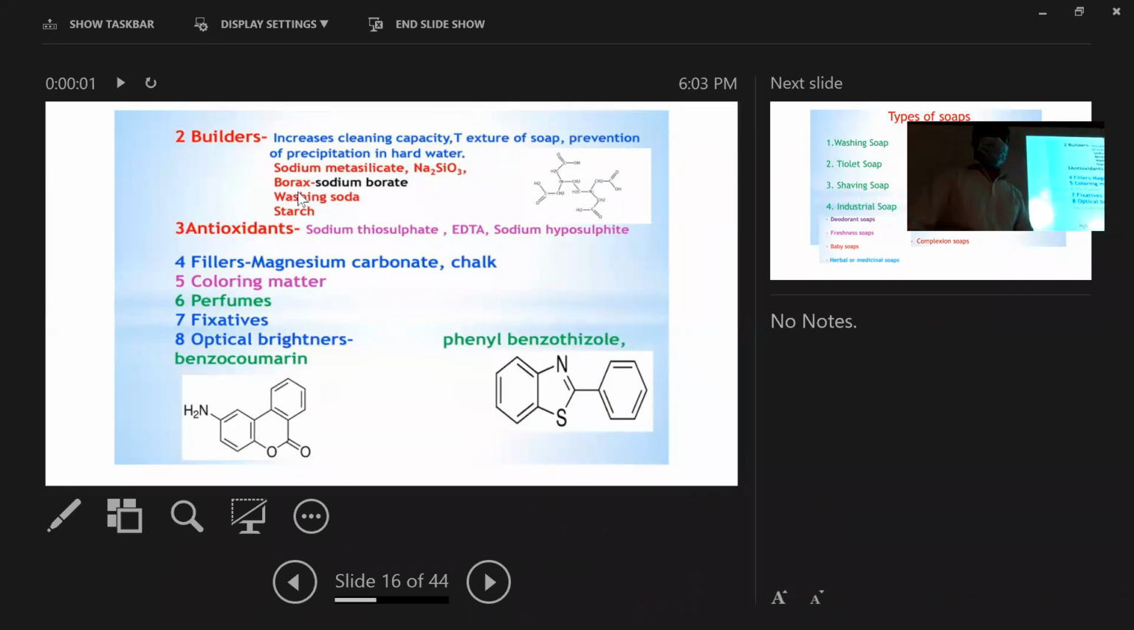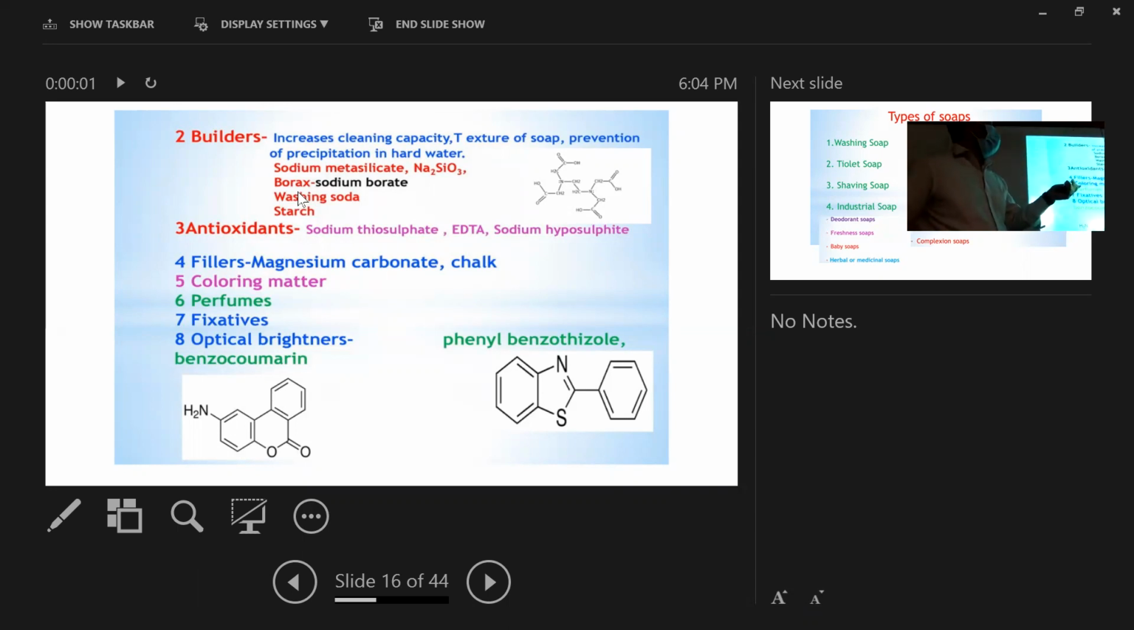Antioxidants: some of you may use neem soap. So that may be considered to prevent skin disease. Or some antioxidants, sodium thiosulfate, EDTA, sodium hyposulfite. So different types of chemicals can be added to the soap so that it can be useful as antioxidants.